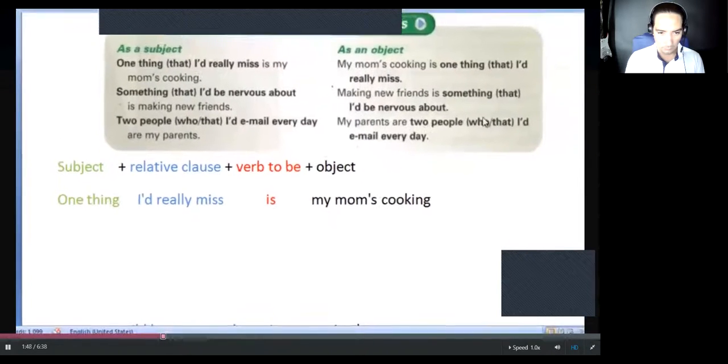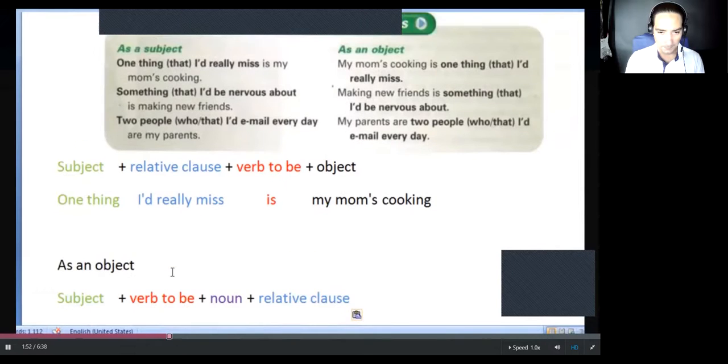Let me write this structure down so you can see what's going to happen whenever we make this change. As I mentioned previously, what we want to do is change this noun phrase that is being used as the subject. That means that the noun phrase, "one thing I really miss," is the subject of our sentence. And basically what we want to do is change that into being the object of our sentence, as you can see here in our next example.